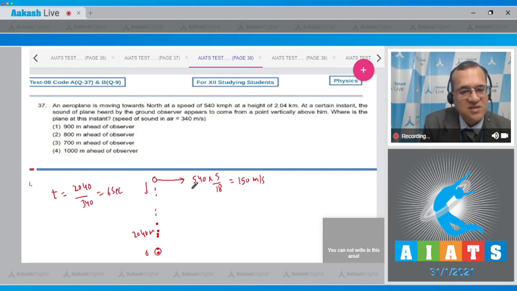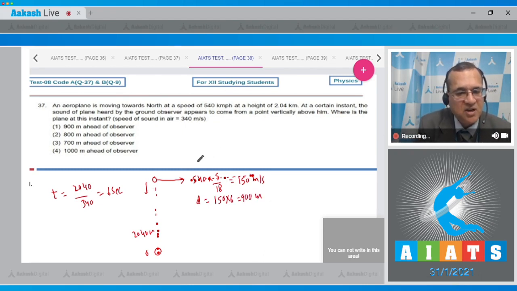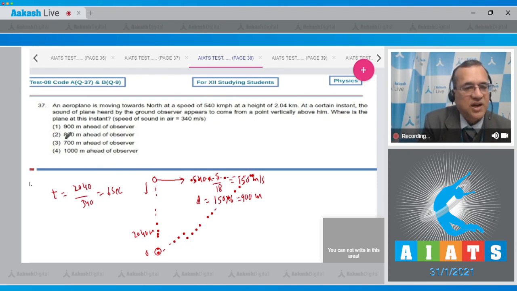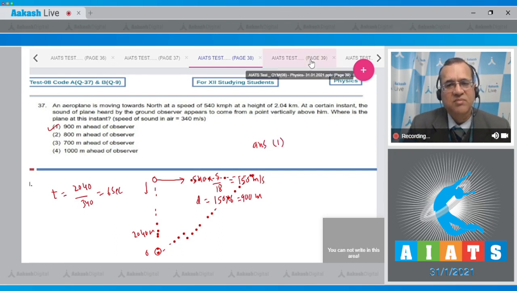And what do you find? In 6 seconds, this plane will move horizontally to this point, and the distance covered by the plane during this time is 150 into 6, that is 900 meters. So the plane will be at 900 meters from this point, because the sound appears to be coming from like this one. So the correct answer is 900 meters ahead of the observer. So the answer to this question is the first option.